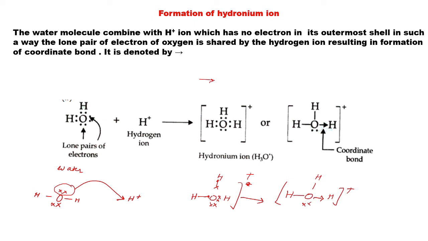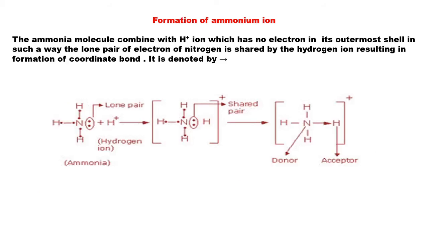Similarly, we have one more example, that is the ammonium ion. Ammonium ions are formed when ammonia reacts with a hydrogen ion. Similarly, as discussed in water, in ammonia, the nitrogen contains one lone pair of electrons. See, this is a lone pair. And this lone pair of electrons is accepted by the hydrogen ion, which would lead to the formation of a coordinate bond. So here nitrogen is a donor atom and hydrogen is an acceptor atom.